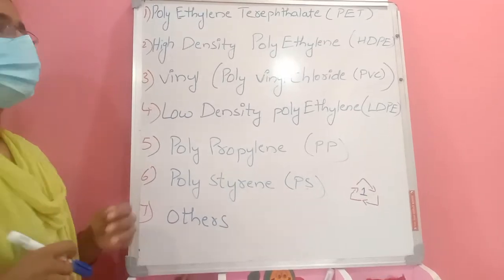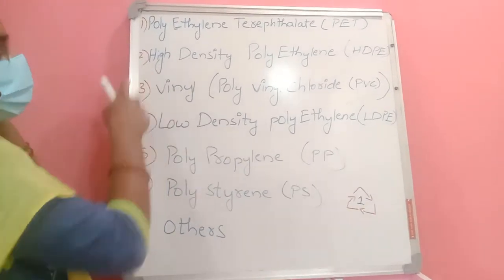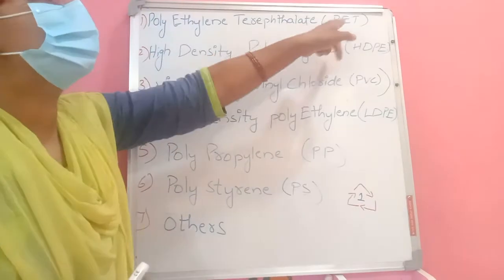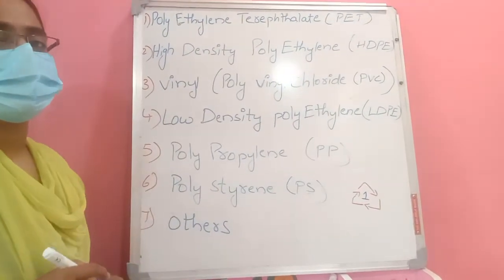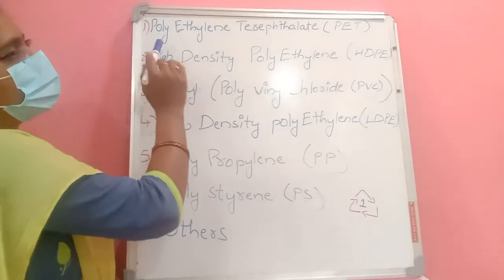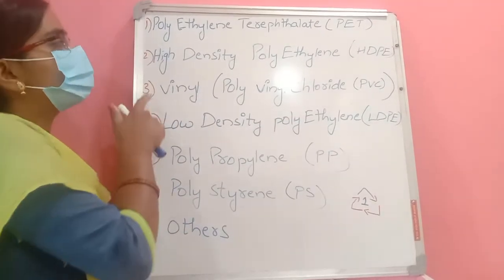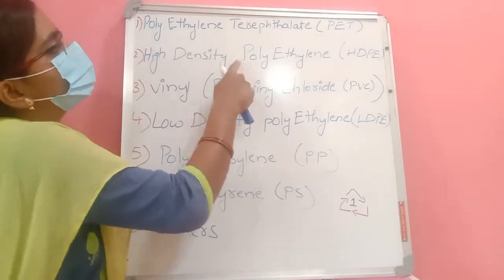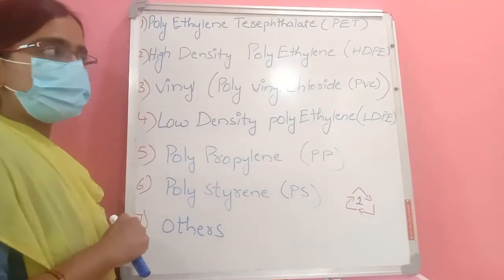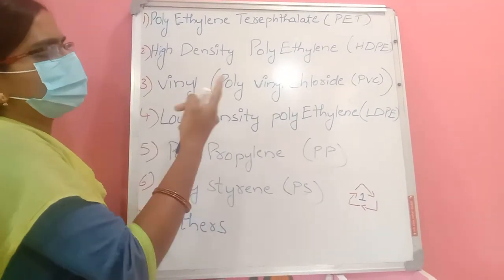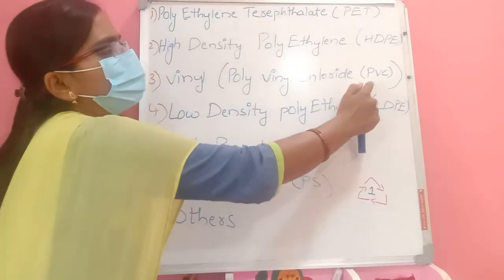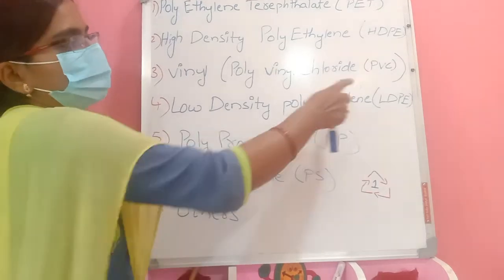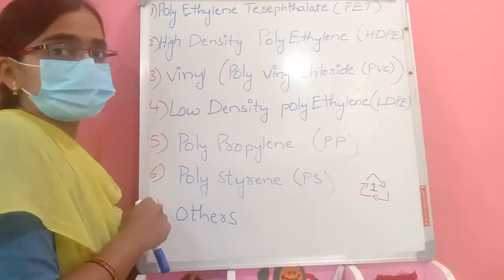Here we have different plastics. They have numbers also. Number 1 is polyethylene terephthalate, PET. We say these are PET bottles. Next, number 2, high density polyethylene, HDPE. Number 3, vinyl group, polyvinyl chloride, PVC. You may have listened to advertisements: PVC pipes, HDPE pipes.